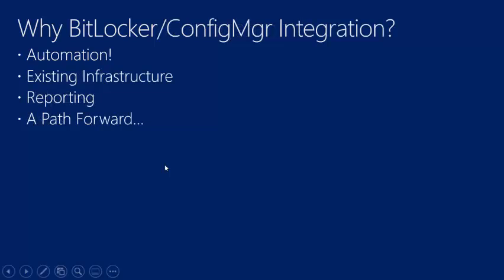So why then integrate this into ConfigMgr? Again, some of the same things. Automation. We already have ConfigMgr in the environment that is built for automation. So by integrating MBAM into Config Manager, it kind of affords the best and most robust management solution that there is. Existing infrastructure, in many cases, Config Manager is already deployed. And so plugging into that infrastructure for BitLocker management makes a whole lot of sense. Reporting, right? Being able to leverage Config Manager reports and retain some of the reports that are in MBAM already is important. And then finally, a path forward.